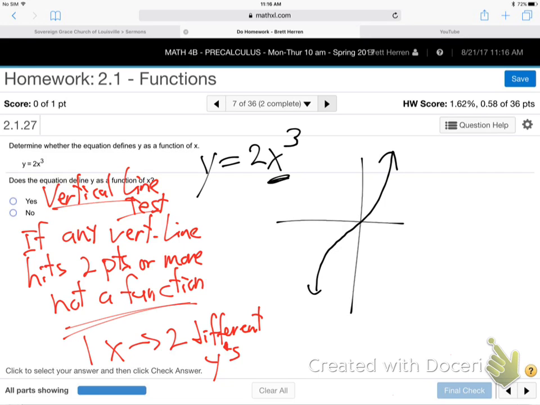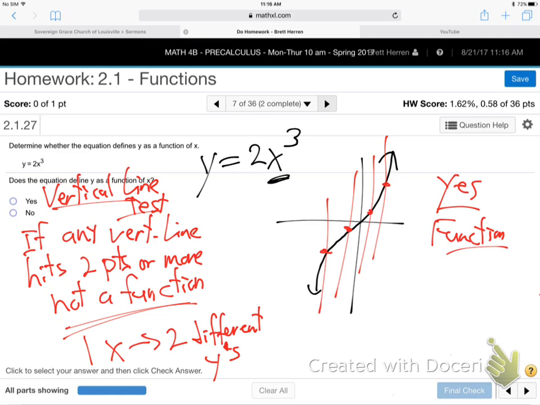So let me ask you, vertical line, vertical line, vertical line, vertical line. No, they're only hitting 1 point, huh? All those vertical lines are only hitting 1 point. So this one, yes, it's a function. Does that make sense? Yeah. So that one's okay. That one's a keeper.